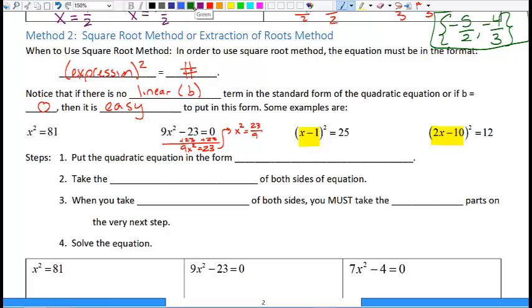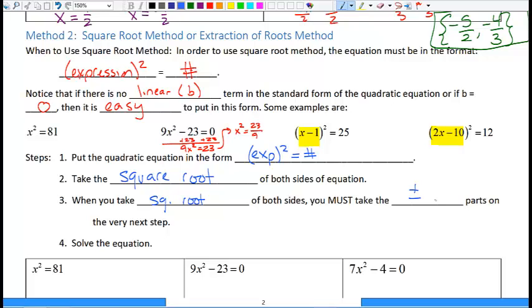So the steps to solve it in the square root method: step 1, put the quadratic equation in the form expression squared equals a number. If it's not already in that form, it has to be put in that form in order to do this method. Otherwise, you'll have to use a different method that we'll teach you on the next lesson. Step 2, take the square root of both sides of the equation. Now, when you take the square root of both sides, you must take the plus or minus parts on that very next step.